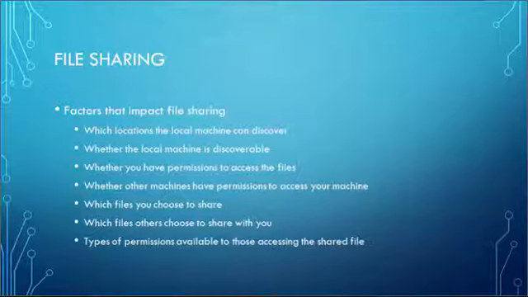File sharing. File sharing can be a lot of things. It's essentially what it sounds like, sharing files over any given network. There are 7 factors that will impact whether a person can share files and how much they can share. These are going to be which locations the machine can discover and whether the machine is discoverable, whether the user has permissions to access the files and whether others have permissions to access the files of the user, which files the user chooses to share and which files others choose to share with the user, and the types of permissions available. We'll go over those as well.